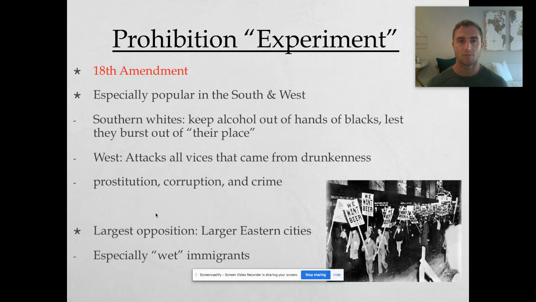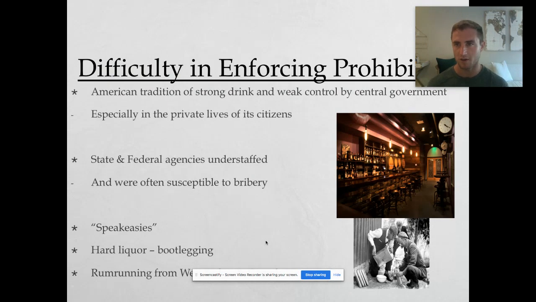And so Prohibition was popular in the middle of the country and the South, but of course, who is going to be most against it? The larger Eastern cities, with our wet immigrants especially. But Prohibition is doomed from the get-go. For one, this is really the major time where the United States government is trying to come in and affect Americans' private lives and tell them what they can consume and what they can and can't do. And so there's automatically going to be a strong resistance to this, because the United States traditionally has a strong resistance to central government controls.